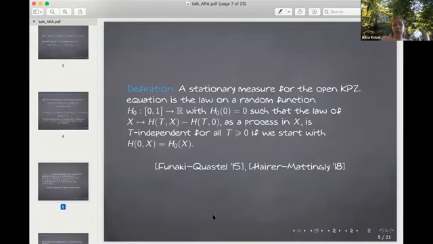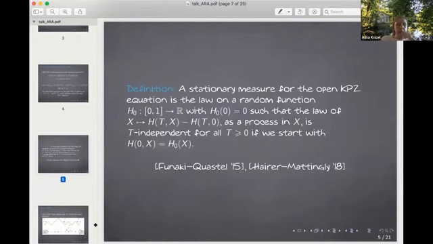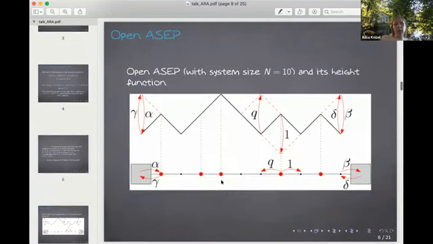Next, I will explain the starting point of our investigation. How can one try to understand this stationary measure? The answer comes from the connection between the KPZ equation and a certain discrete model, which also lies in this KPZ universality class. The discrete model is the following. It's called the asymmetric simple exclusion process.